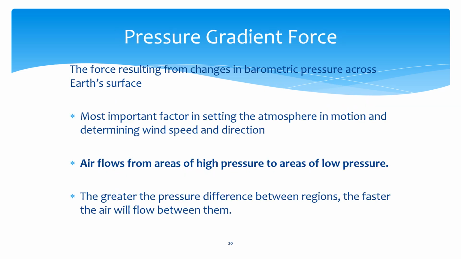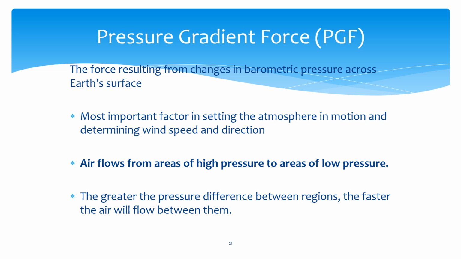So starting with that first important force, the pressure gradient force, or you often see it abbreviated the PGF because it's a little bit easier to say and a whole lot easier to write. The pressure gradient force is the force resulting from changes in barometric pressure, air pressure, across Earth's surface. So after that initial differential surface heating that sets things up, the pressure gradient force is the most important factor in setting the atmosphere in motion and then in determining its wind speed and the direction in which it is going to go. And I will bring your attention, please, to this second bullet point.